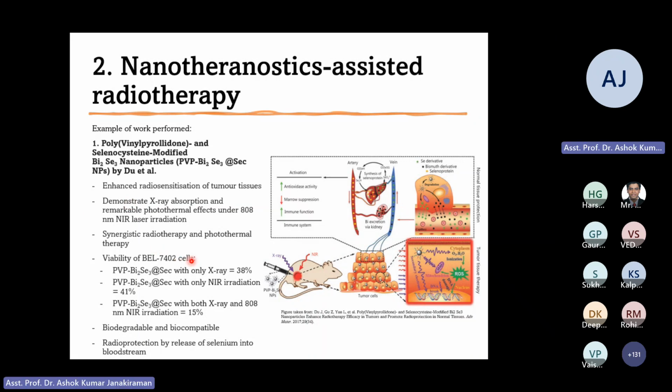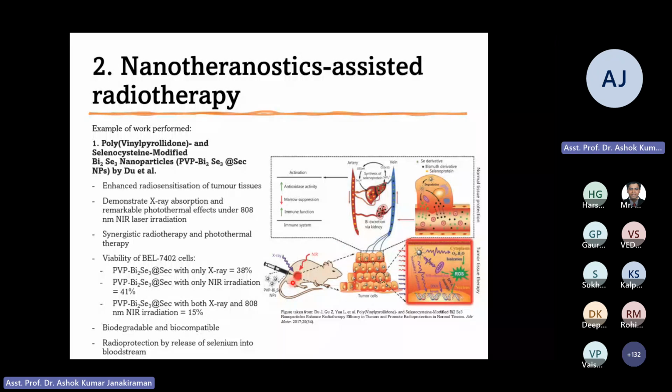They can check the efficacy against the BEL7402 cell, which is a multi-drug resistant cell line. Actually, this cell line is used to check whether the drug can overcome resistance to treat the cancer cell. They checked three different varieties: plain nanoparticles, nanoparticles with near infrared radiation, and nanoparticles with both X-ray and NIR radiation. They are checking the viability of the cells. If you look at the third one, only 15% of the cells are living, so the remaining 85% got destroyed through the radiotherapy treatment.